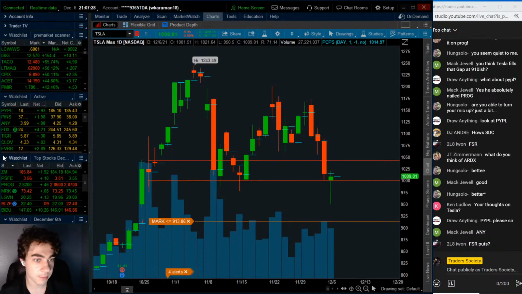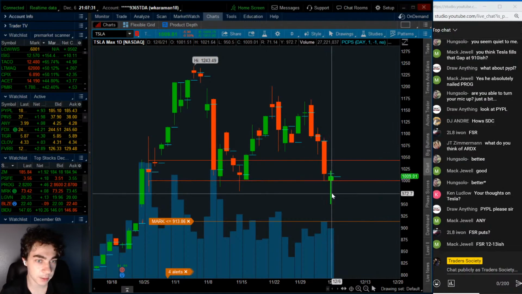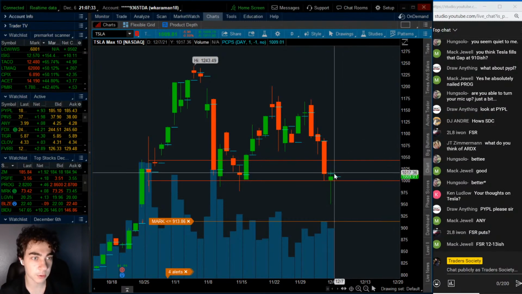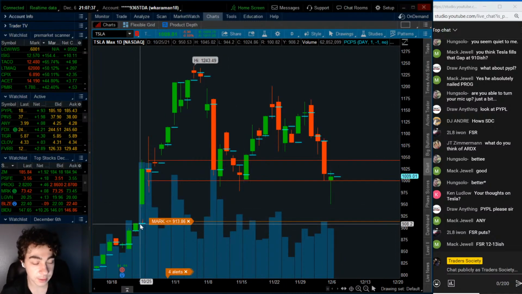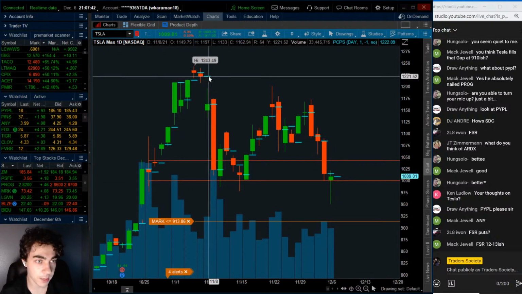It's going to take some time though. In the meantime, it's going to be a little bit sideways. It'll have some short-term spikes, but in terms of an overall picture, I basically think we're going to fill this gap here at 909 before we go back up and fill this gap at 1222.